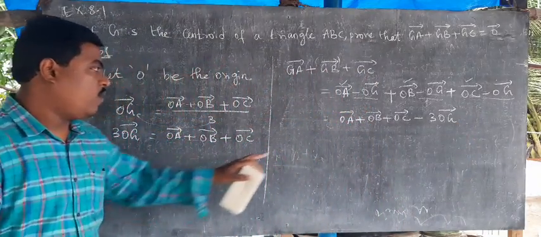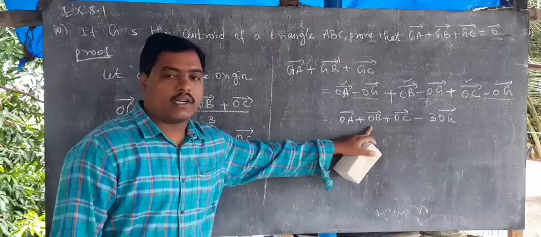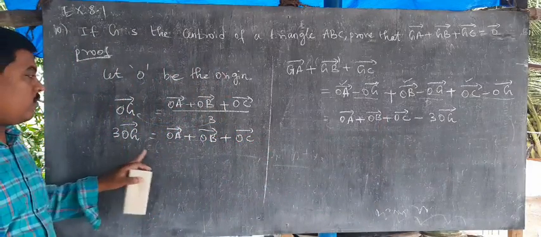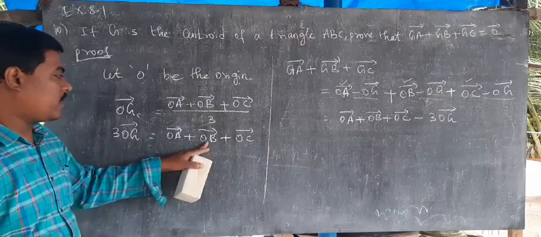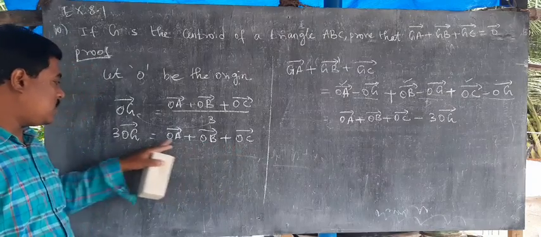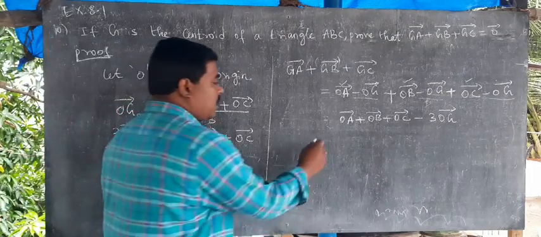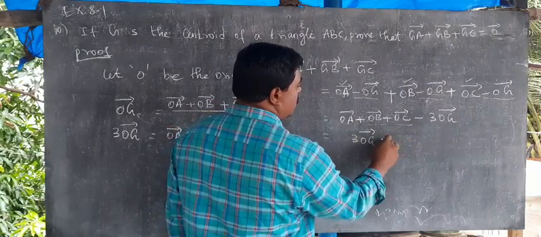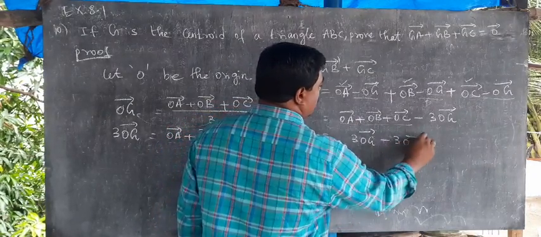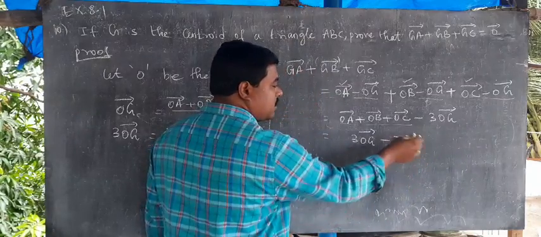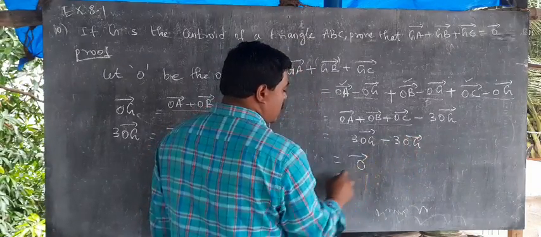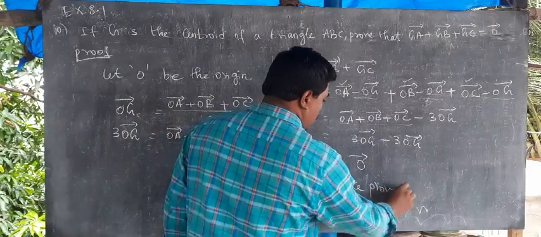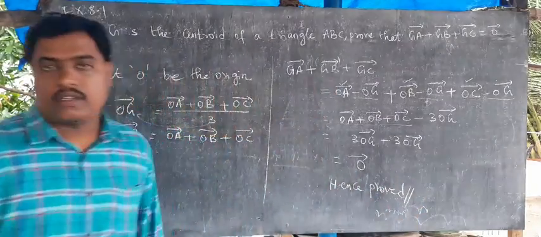See here, OA vector plus OB vector plus OC vector equals what? 3 OG equal to OA vector plus OB vector plus OC vector. So for this I write 3 OG vector. So for this I write what? 3 OG vector minus 3 OG vector. 3 OG vector minus 3 OG vector means 0, that is 0 vector. Hence proved. Right? Thank you.